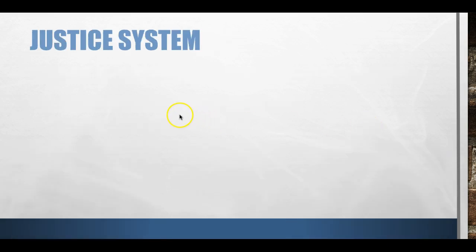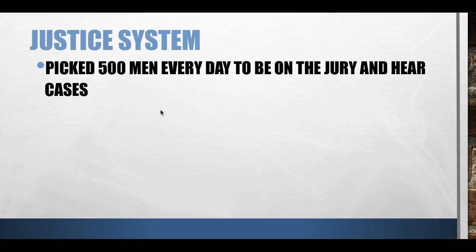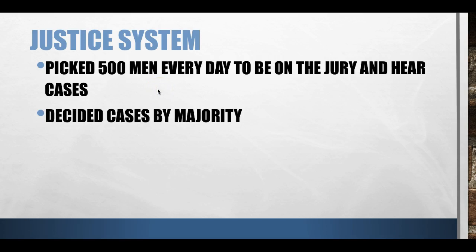Okay, our last part is about their justice system. So, in ancient Athens, they actually had 500 men every day on their jury, and these 500 men heard cases, okay? They were decided by majority. So that means that out of the 500 men you had to have a majority vote. So majority is going to be more than 250. That's half of 500. They had to have more than 250 to make a majority.